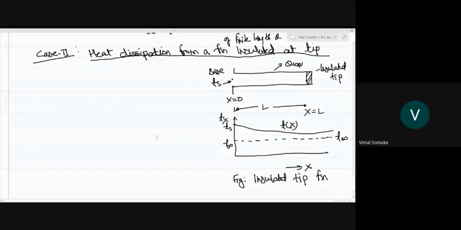Okay, so now this is the case number 2. Now what will be the boundary conditions? Under such condition also, I want to find out the variation of temperature of the pin fin in the x direction. So what will be the boundary conditions?